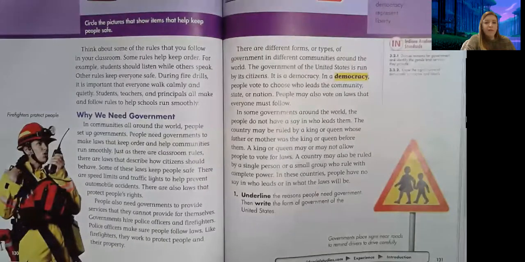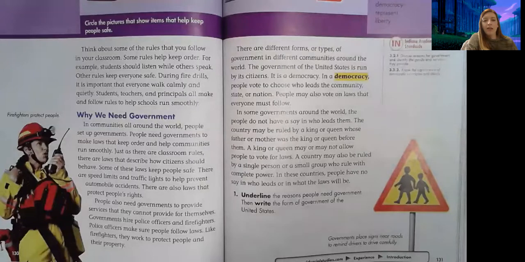Why we need government. In communities all around the world, people set up governments. People need governments to make laws that keep order and help communities run smoothly. Just as there are classroom rules, there are laws that describe how citizens should behave. Some of these laws keep people safe. There are speed limits and traffic lights to help prevent automobile accidents. There are also laws that protect people's rights.